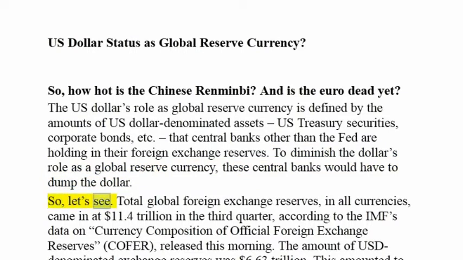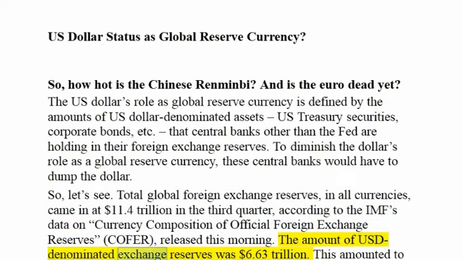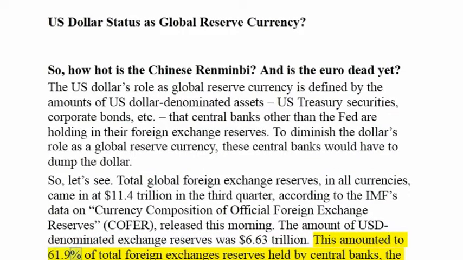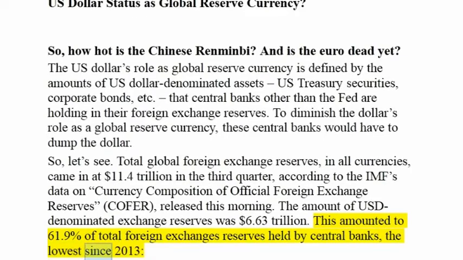So, let's see. Total global foreign exchange reserves, in all currencies, came in at $11.4 trillion in the third quarter, according to the IMF's data on currency composition of official foreign exchange reserves (COFR), released this morning. The amount of USD-denominated exchange reserves was $6.63 trillion. This amounted to 61.9% of total foreign exchange reserves held by central banks, the lowest since 2013.